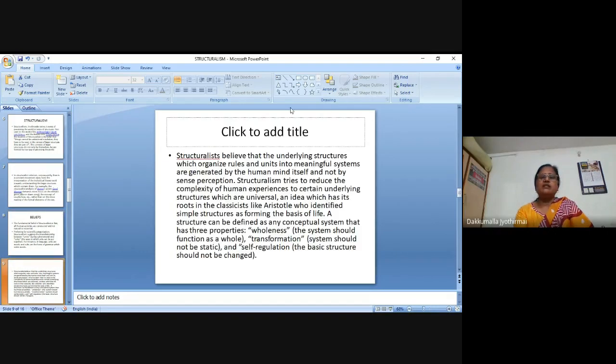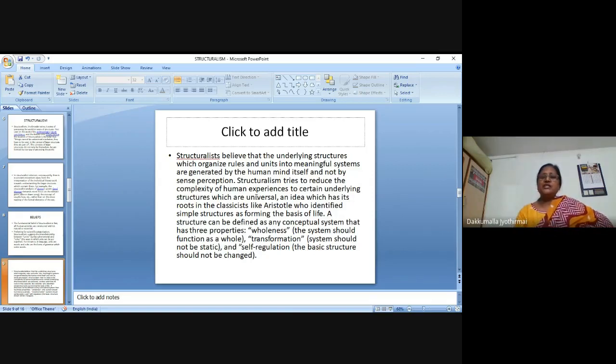Then the structuralists believe that the underlying structures which organize rules and units into meaningful systems are generated by the human mind itself and not by sense perception. So they are developed by our human mind, but not by sense perception. Structuralism tries to reduce the complexity of human experiences to certain underlying structures which are universal. So structuralists always try to reduce the complexity of human experiences.